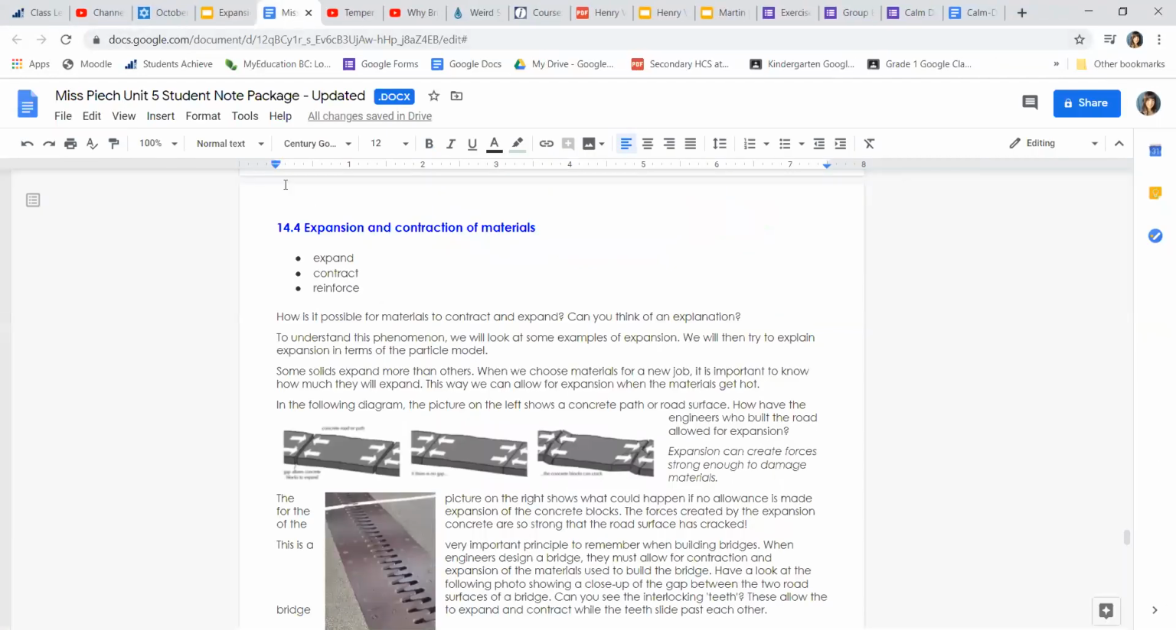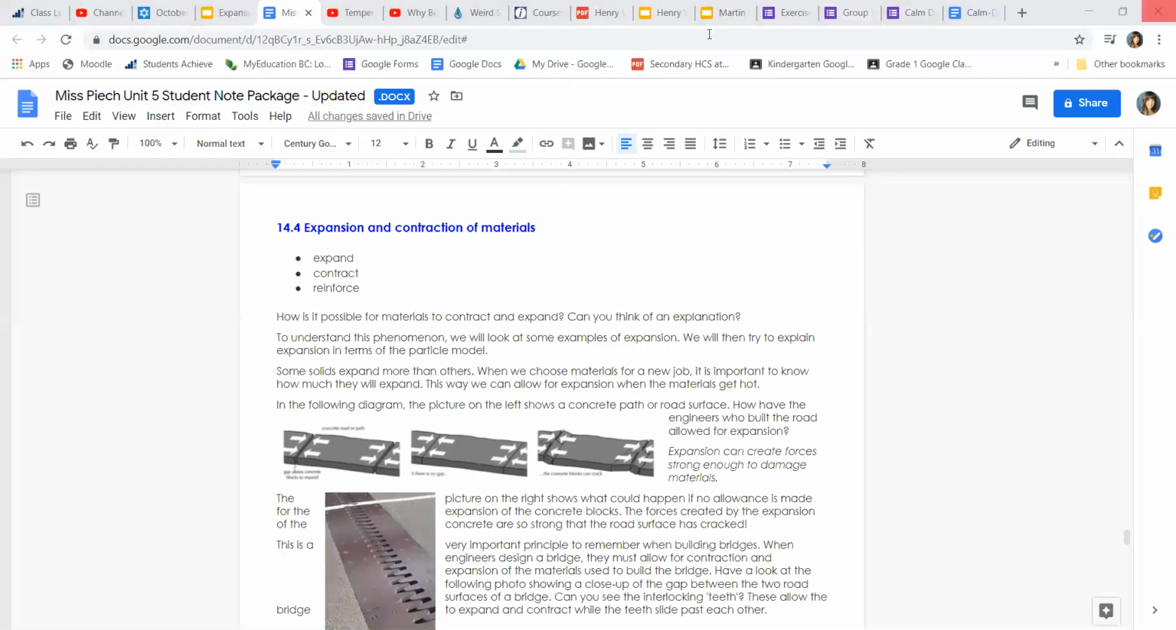And then what you would do is, after you click on Docs, you see here the name of it, obviously not Miss Peach, but you would look up Unit 5. I'm sure if you even just looked up Unit 5, that would probably be enough to pull up your document that you've already been working on, or Unit 5 student note package, whatever. But look up parts of the title that I had of the original document, and you should be able to find your document quite easily.